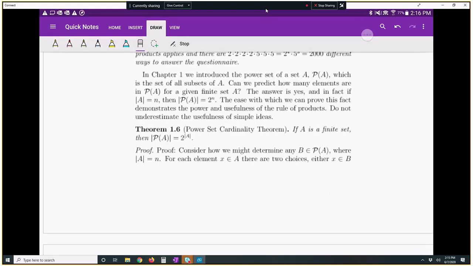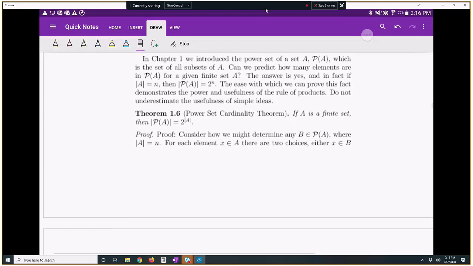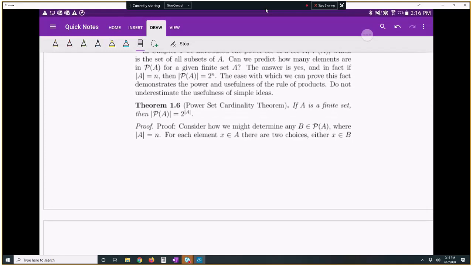One last thing of interest here is that previously we introduced the notion of the power set, which is the set of all subsets of a given set. And we said that we could use the rule that the cardinality of the power set of a given set is 2 to the power n, where n is the cardinality of the set. So this works for finite sets.